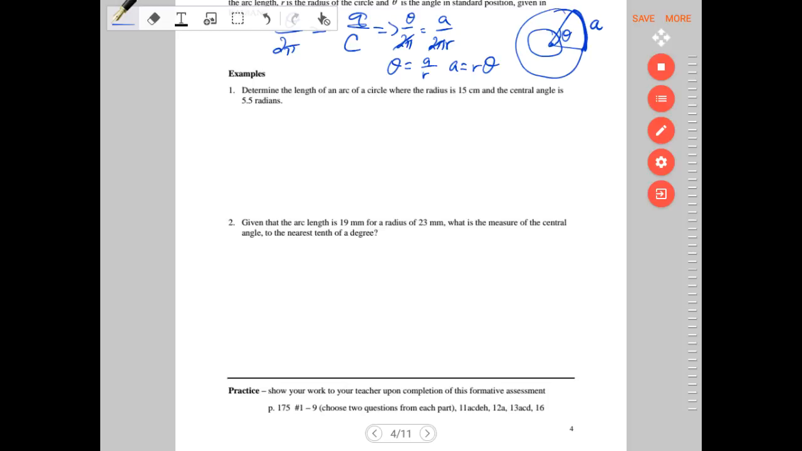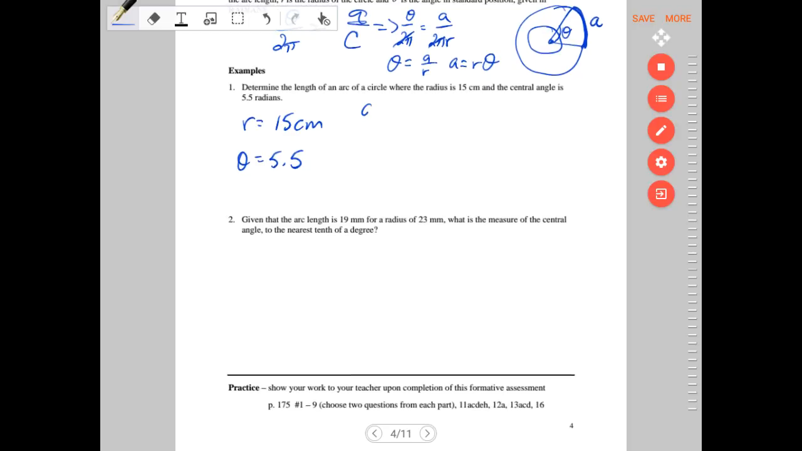Okay, let's use that formula to do the next couple of examples, and then you're off to do some practice on what you've just learned. Determine the length of an arc of a circle where the radius is 15 centimeters and the central angle is 5.5 radians. So r equals 15 centimeters and theta equals 5.5 radians, which is good because that's what we need for our formula. So A equals r theta equals 15 centimeters times 5.5, which gives us 82.5 centimeters. Notice that the arc length and the radius are measured in the same units.